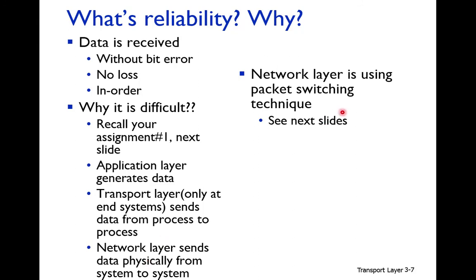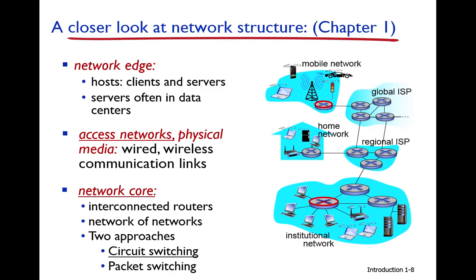And we know that the network layer in the internet uses the packet switching technique. Packet switching means that the data can be lost and the data can be out of order. Let me give you an overview again of packet switching. The internet can be divided into two parts: access network and core network. In the core network, to move the data from the first router to the destination router, there are two approaches: circuit switching and packet switching.